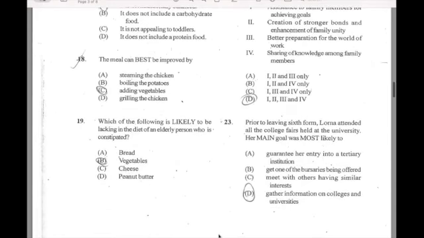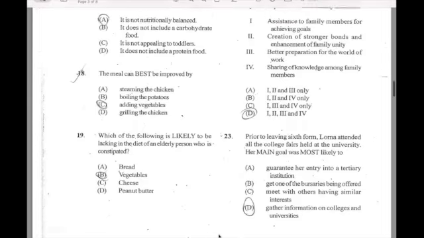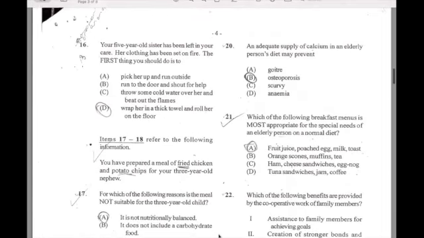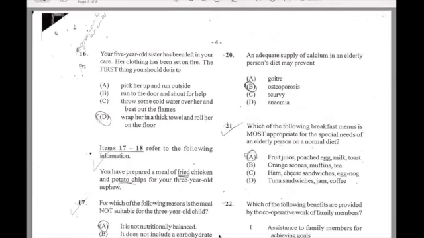Which of the following is likely to be lacking in the diet of an elderly person who is constipated? So they have bread, vegetable, cheese, peanut butter. So if your answer is vegetable, then you're correct. So your answer should be B. An adequate supply of calcium in an elderly person's diet may prevent goiter, osteoporosis, scurvy, and anemia. So if your answer is osteoporosis, that's B, then you're correct.